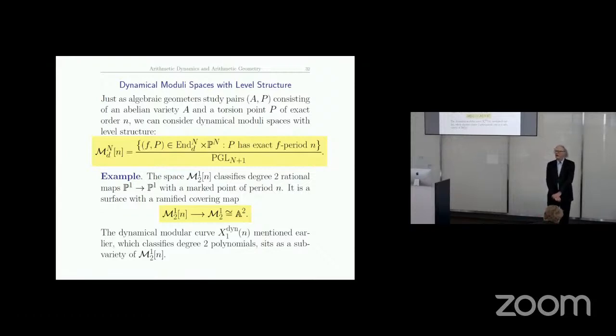And the dynamical modular curves that I talked about earlier are curves sitting inside M_2^1(n) because they correspond to polynomials rather than rational maps. So it'd be a rational map where the denominator is just 1.